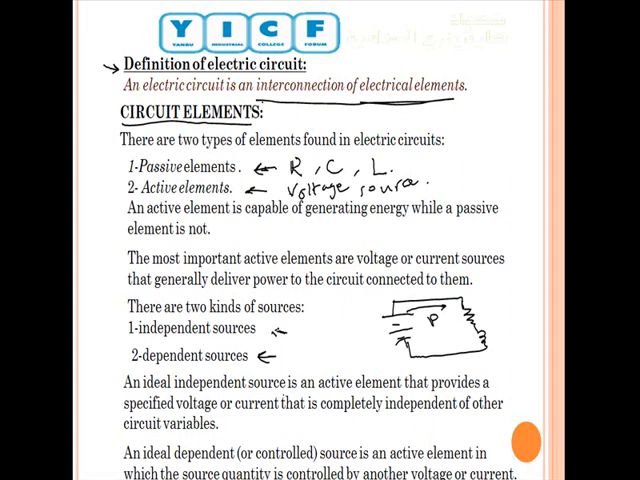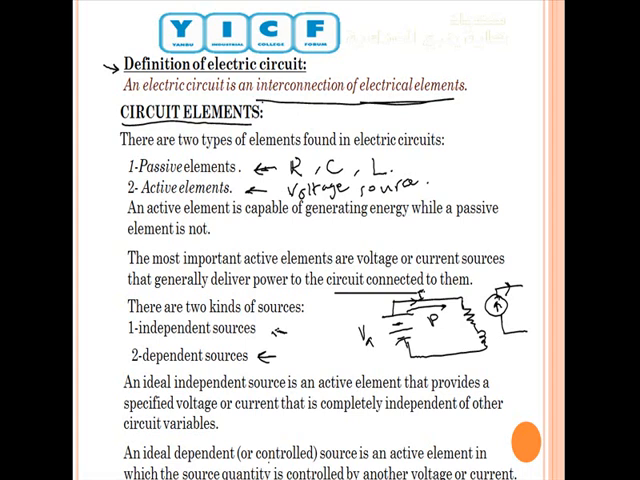An ideal independent source is an active element that provides a specified voltage or current that is completely independent of other circuit variables. For example, we have independent voltage source VA. It will deliver a current, no matter what is the value of the current, and its voltage will remain constant. This is ideal voltage source. Ideal current source is a current that is able to provide the circuit with any voltage without affecting its current.